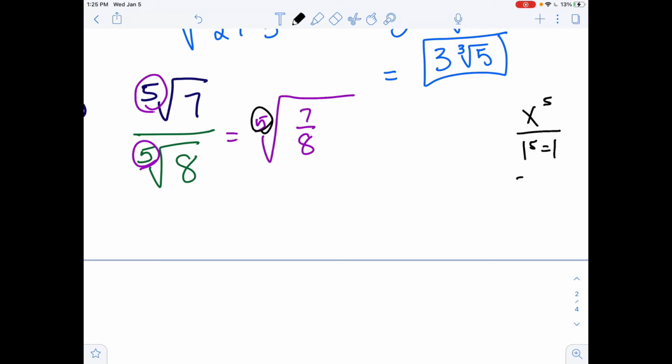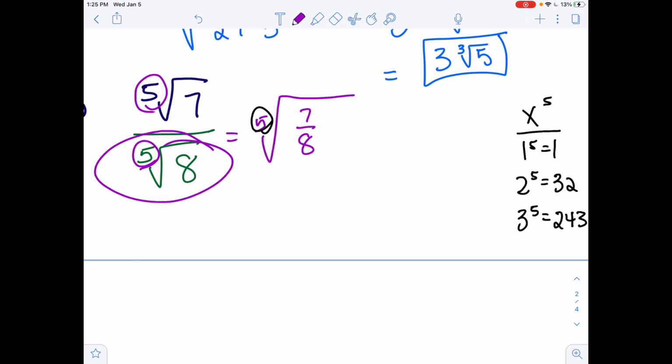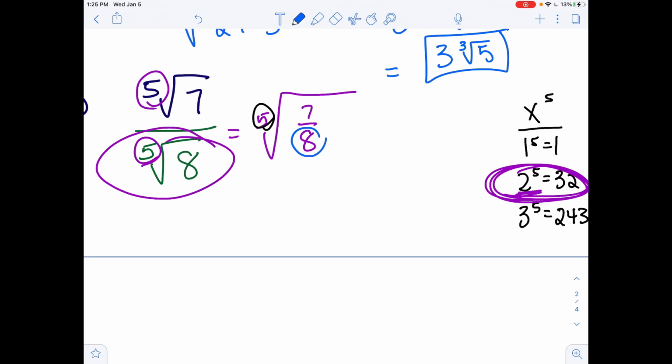I know 1 to the fifth is 1, 2 to the fifth is 32, and 3 to the fifth is, let's see, 243. We're going to stop right there because it gets big pretty fast. We know we cannot have a root in the denominator, and this also counts. I can't have a fifth root of 7/8. So what can we do? Because if I had a fifth root of 32, it would work. Is there a way for me to get this 8 to a 32? And the answer is actually, yeah, there is.